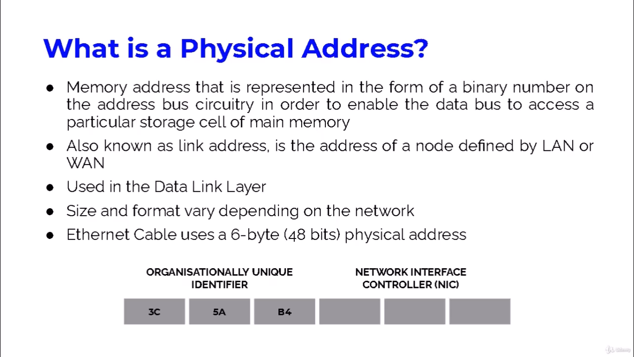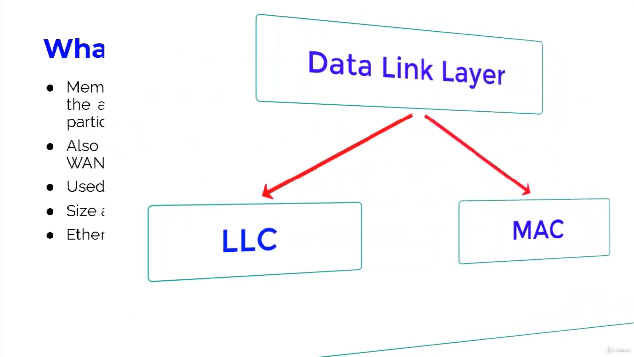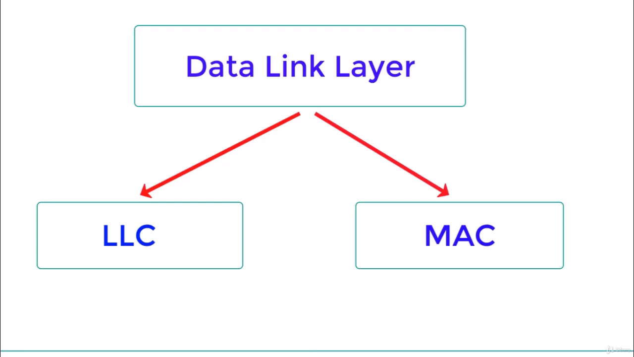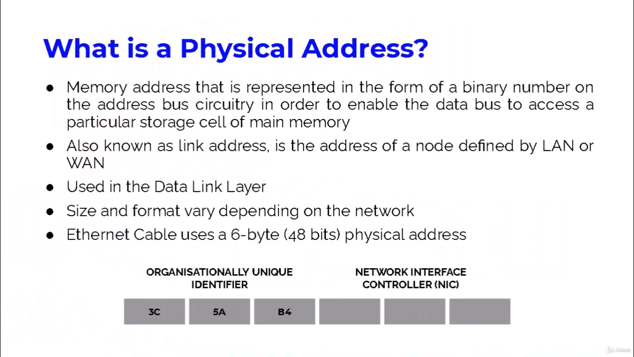MAC addresses are unique 48-bit hardware numbers of a computer, embedded into a network card, that is the NIC, during the time of manufacturing. A MAC address is also known as the physical address of a network device. According to the IEEE standard, the data link layer is divided into two sublayers: the logical link control sublayer, that is LLC, and the media access control sublayer, that is MAC, to which the MAC address belongs.